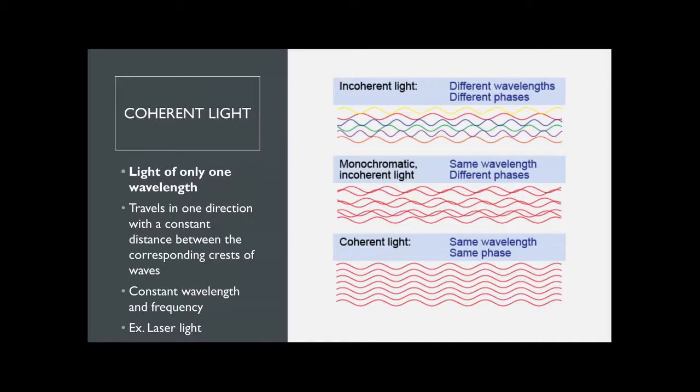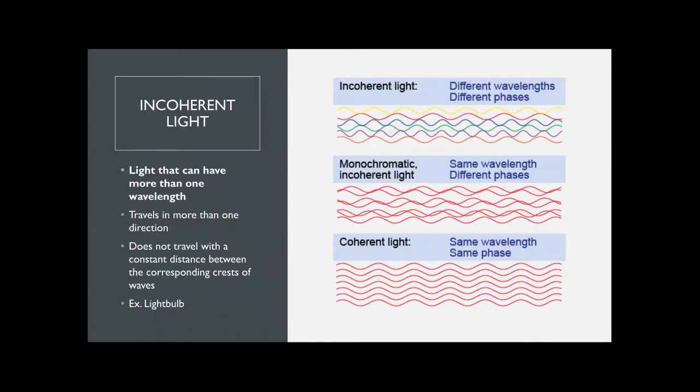Now we're going to talk about coherent light and incoherent light. So when you have a coherent light, the wavelengths of a coherent light, as you can see in the diagram at the bottom, they're going to be the same wavelength, they're going to be identical, and they're going to be in the same phase. So they're only going to have one specific wavelength, they're all going to travel in one direction, they're going to have the same distance between the crest, which is the top of the wave, they're going to have a constant wavelength and frequency, and they're going to have the same phase of photons, which is light. So an example would be a laser light.